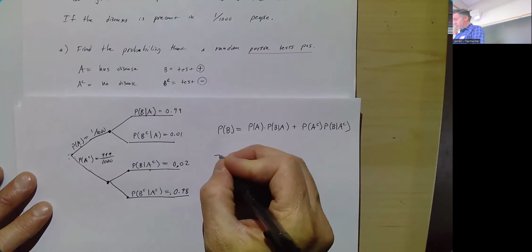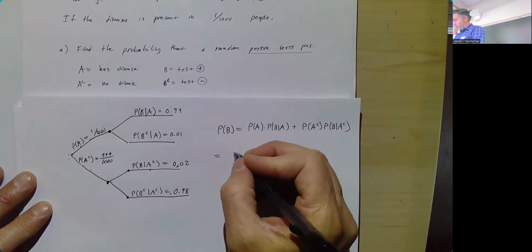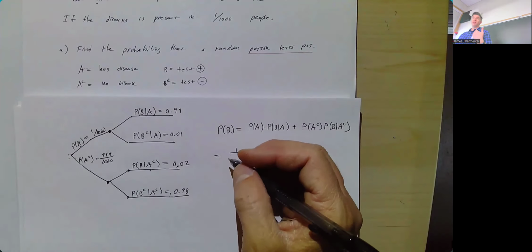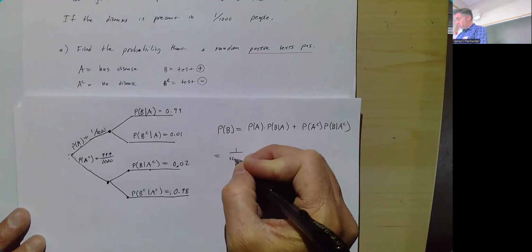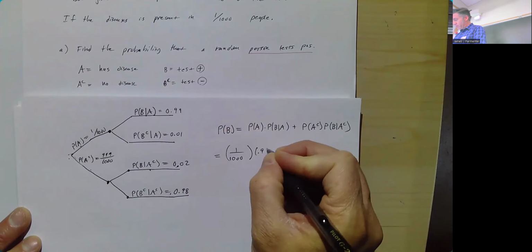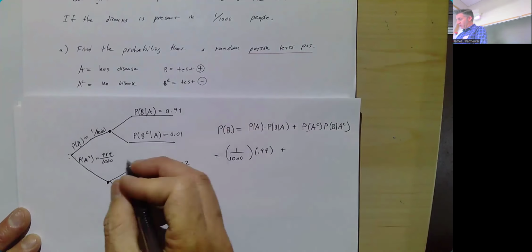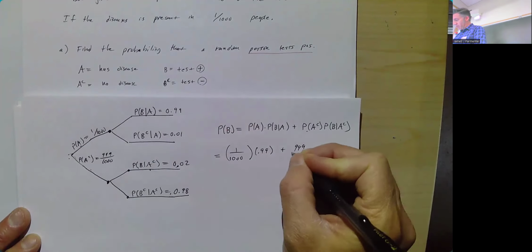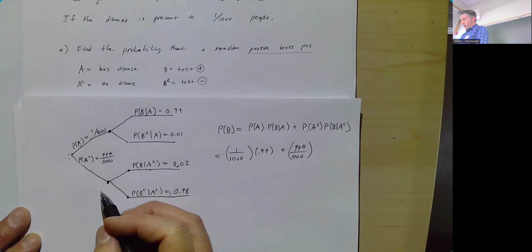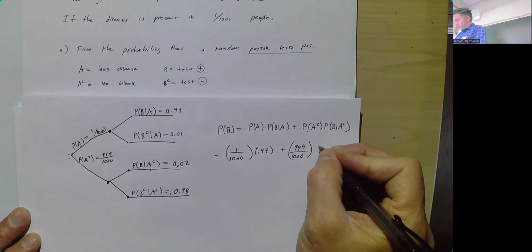In this case, that's going to be the probability of A, which is 1/1000. You could change that to a decimal, right? You could write it as 0.001 if you felt the need to. Times B given A, which is 0.99. Plus the probability of A complement, which is 999 out of 1,000, or if you prefer 0.999, times the probability of B given A complement, which is 0.02.